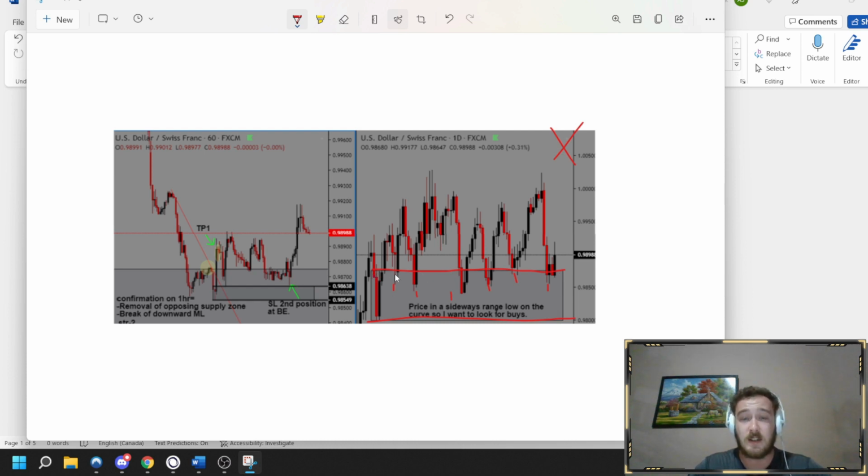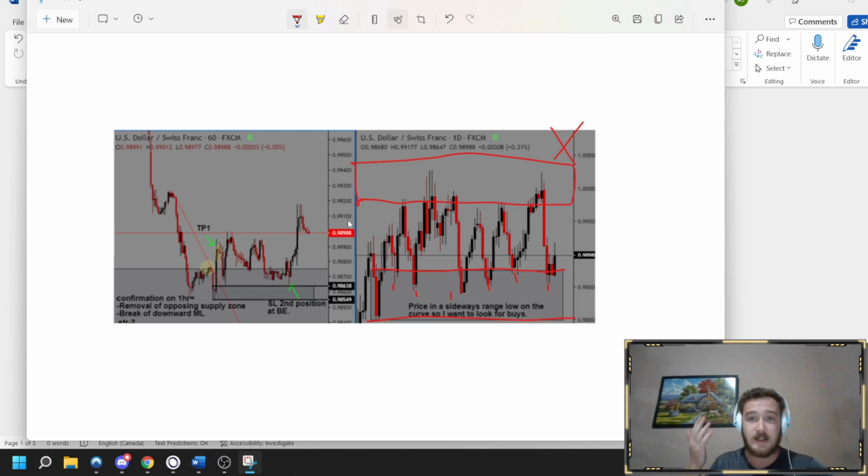It's a good idea to start looking for buying opportunities down here and then maybe looking for selling opportunities up here, because clearly it's in a sideways range. Personally, sideways ranges are my favorite. I don't know, they're so obvious. If it's been respecting it 5, 6 times, it's just a no-brainer to me.